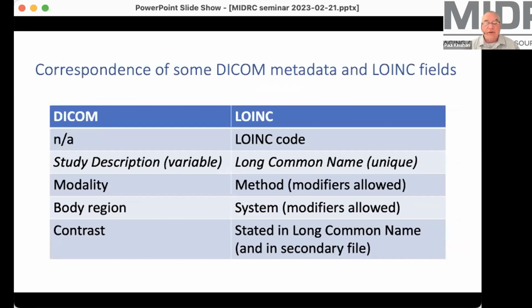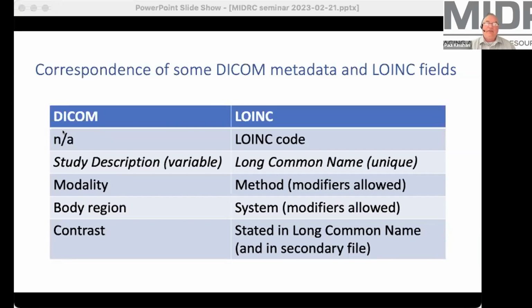So the first one is the code itself for LOINC, and DICOM has no equivalent. We do have UIDs in DICOM, but there isn't anything that defines a unique protocol in that regard. DICOM has a study description. However, as I mentioned, it's variable. It depends on what the operator types in or what post-processing steps modify the study description. The LOINC code here, though, I can't emphasize enough the value: it's unique and it's generated by an algorithm. So it's a very precisely defined term.